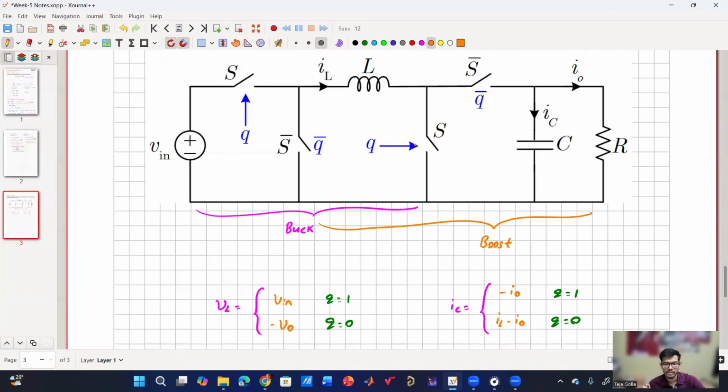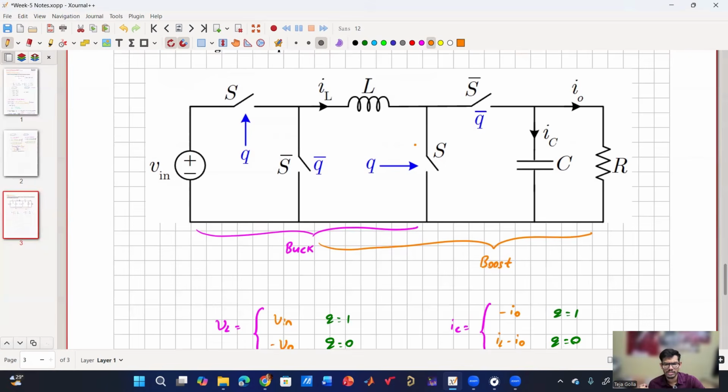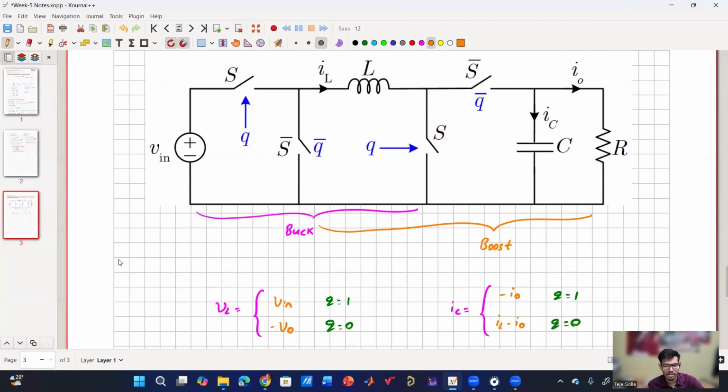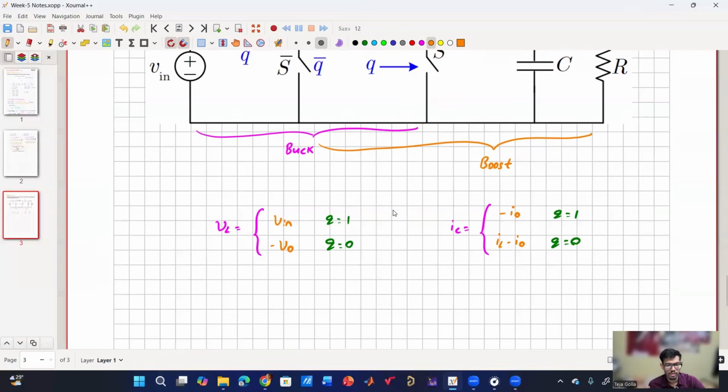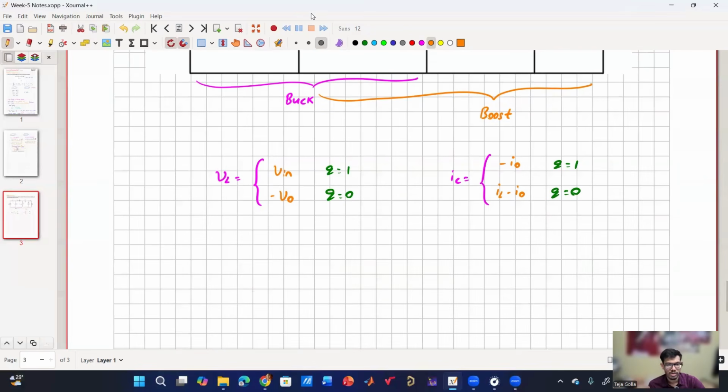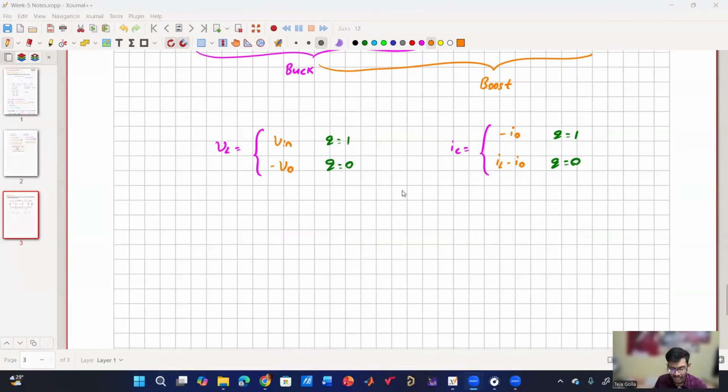Clear? Are these equations clear for everyone? If you have any doubts, please ask. Simple, right? Okay, no questions. We can proceed.